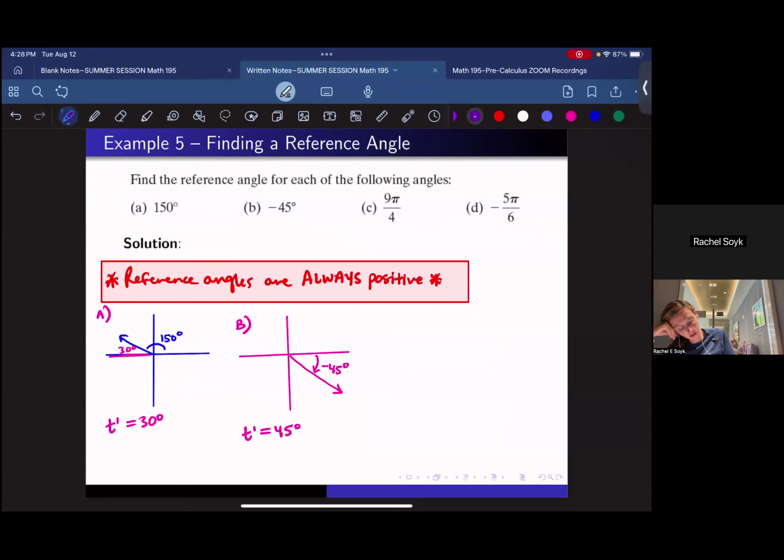Part C, now we're looking at it in terms of radians. 9 pi over 4, well, 8 pi over 4 is the same as 2 pi. So that's one full rotation around. And then we get another pi over 4. So we're at here, which tells us that our reference angle is pi over 4.